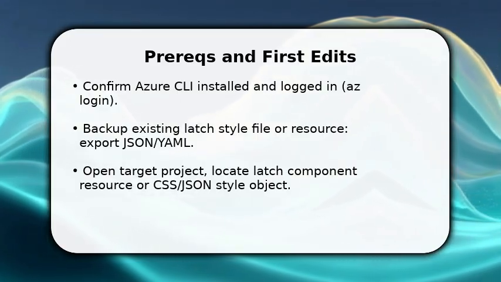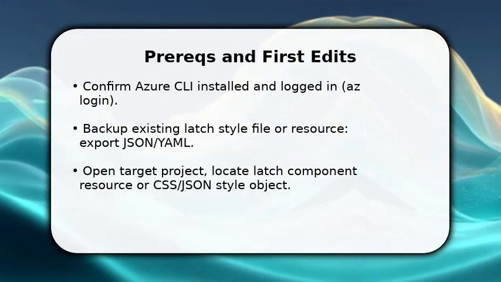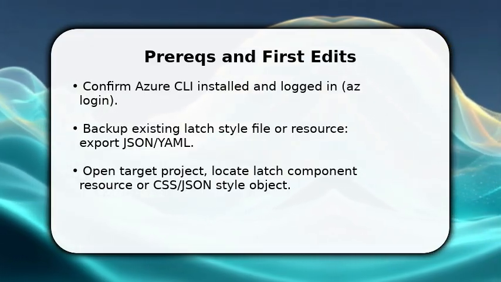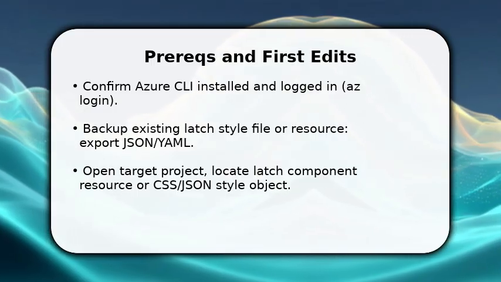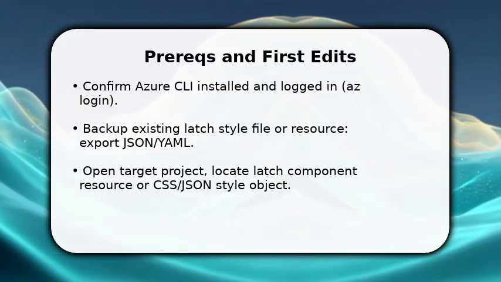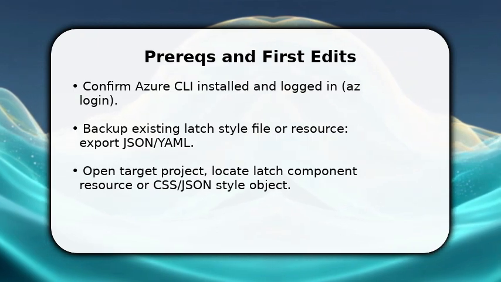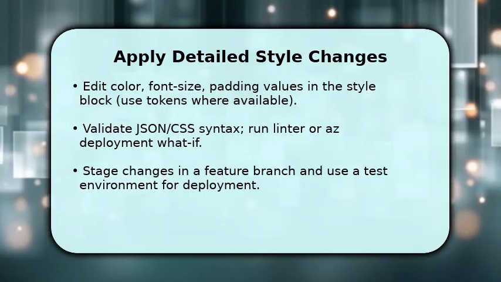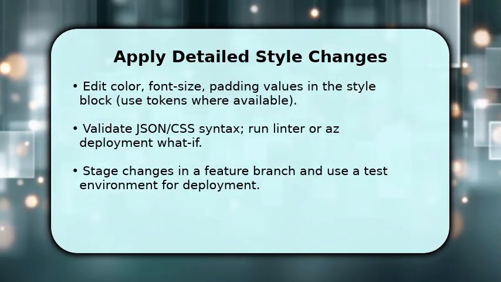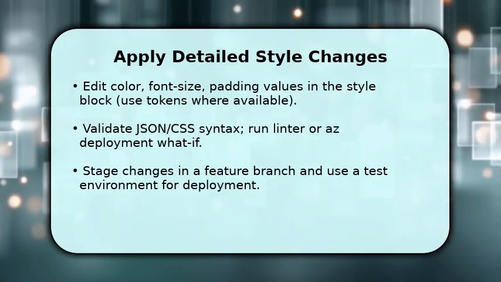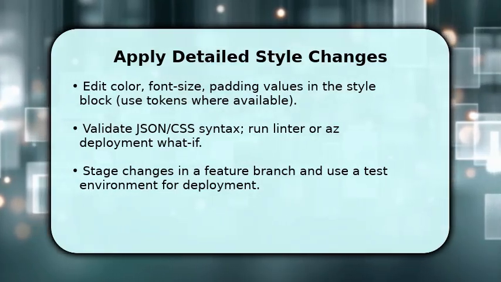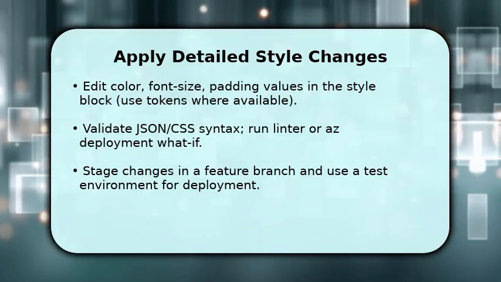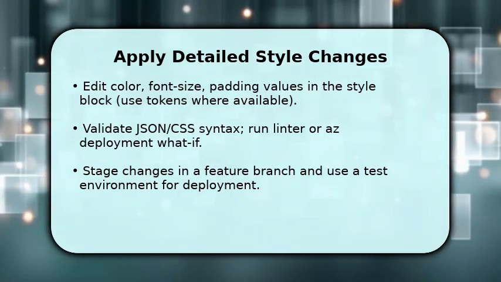Once located, open the style object, CSS, JSON, or ARM template, and make small edits to colors, spacing, or class names so you can test incrementally without breaking dependencies. Now you make the substantive changes. Update color tokens, font size, padding, and component class mappings so the Latch renders consistently across screens. Make sure to follow the component's theming rules.